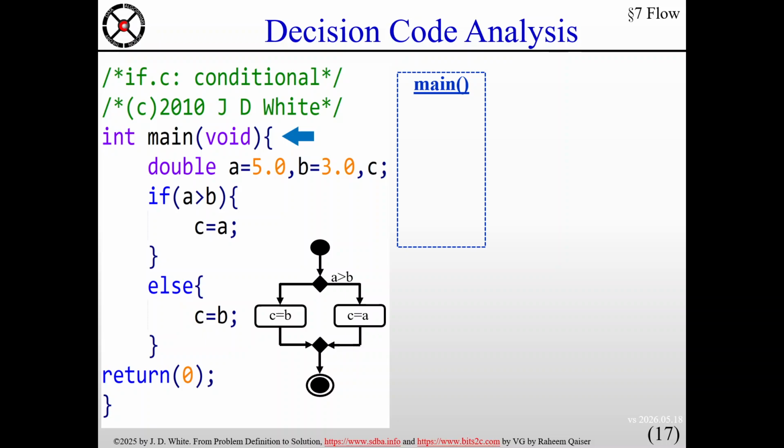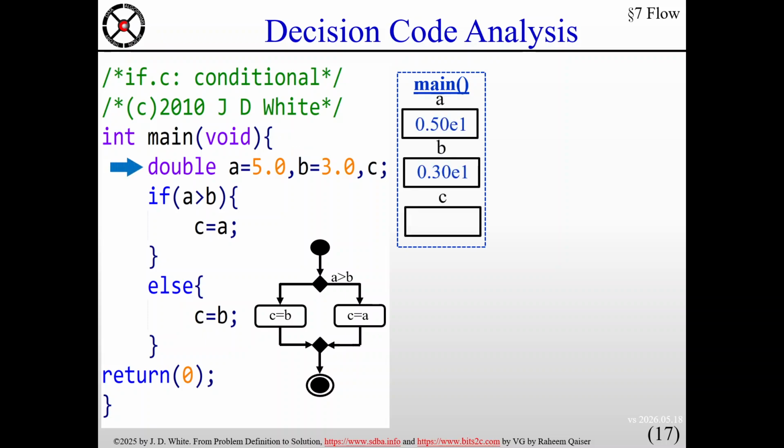Okay. So let's analyze the code. In main, VP diagrams, I declare my 3 variable containers: container A, container B, and container C. And I initialize them with 5 and 3. I then start my code. If A is greater than B, we check. I'm doing a conditional check. Is A greater than B? It is. So I run this part of the code, put the value of A into C, and then jump down to the end. So this part of code does not get run.